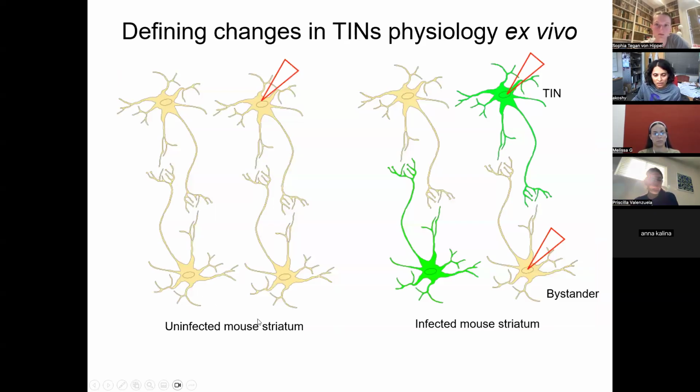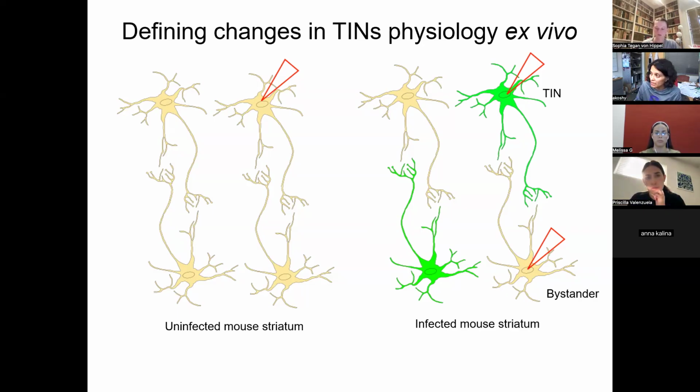So what he did is he used uninfected mouse striatum to prove that he could get normal medium spiny neurons, right? Like he has the right technique. And then he went into an infected mouse and he would patch clamp onto bystanders and onto a TIN. And these were not done in the same section, because when you pull that electrode out, it creates a hole. So you can't just go, hey, from this cell over 3 cells. So they were done in different sections, but they were all infected mice.